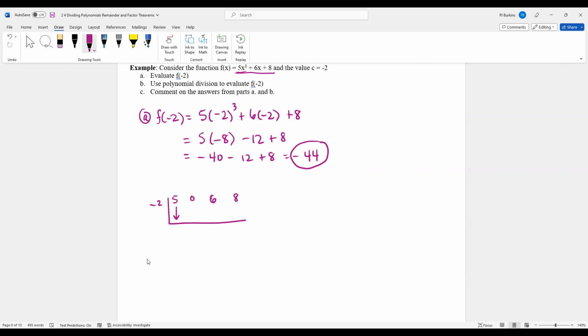Remember to bring the 5 down, multiply those two, and put the result here. Add down the column. Perform multiplication again, and add down the column. And then finally multiply these two. So that's going to be -52. And that's exactly what we had before, right? We had -52 plus 8, which is -44. Okay, that's part B of the problem. Part C says, comment on your answers. Well, they are the same.